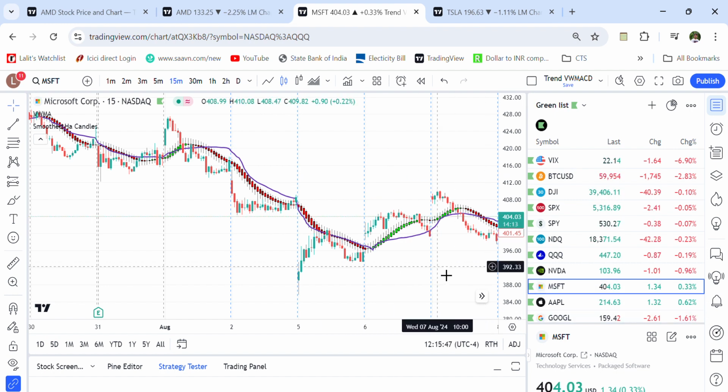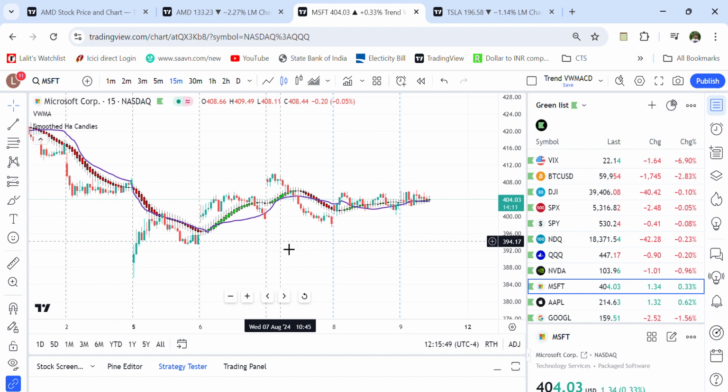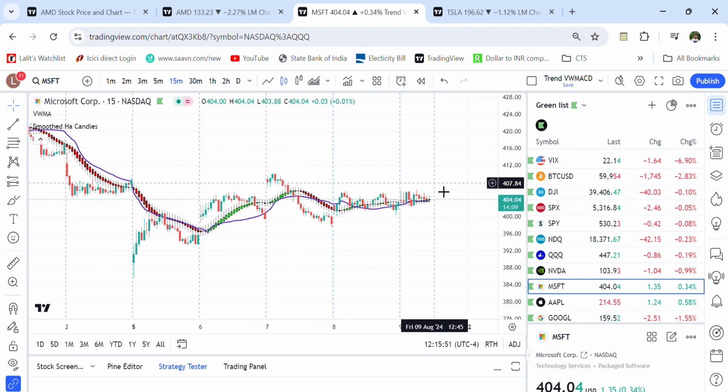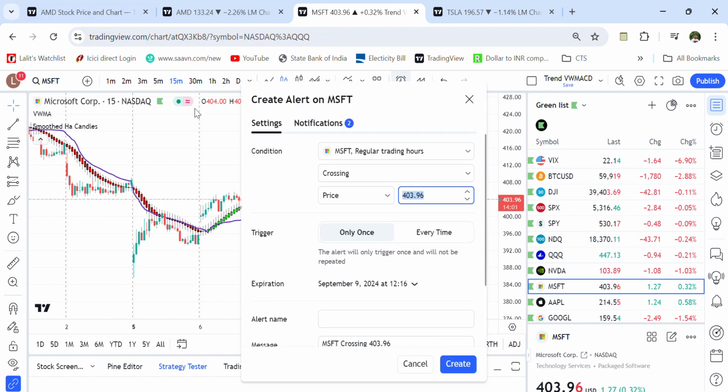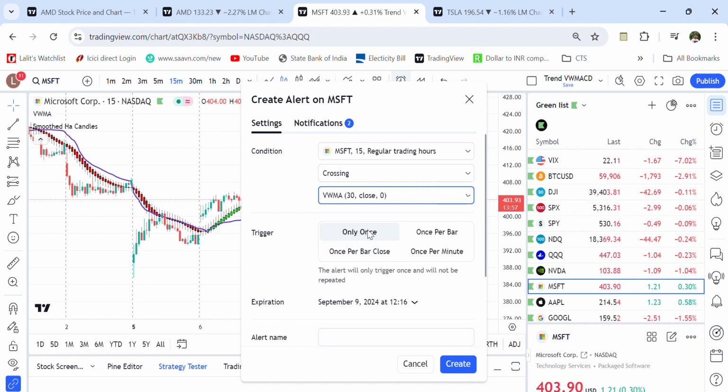Okay, on a day basis you can just keep a watch. You can set alerts if you have a pro account with TradingView. For example, I am on a 15 minutes chart, so I will just keep an alert to cross my VWMA. I can keep the alert forever.